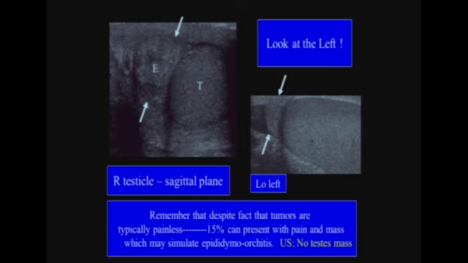Remember that despite the fact that tumors are typically painless, 15% can present with pain and mass, which may simulate epididymo-orchitis. A teenager with sexual history with testicular pain is often considered a patient with epididymitis until disproven. Ultrasound can easily tell you that there's no testicular mass in this patient and can easily tell you that color flow is normal.